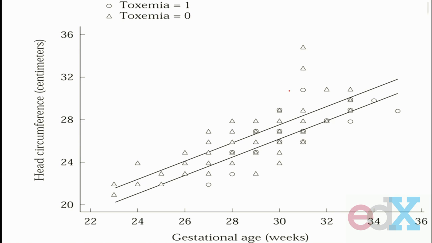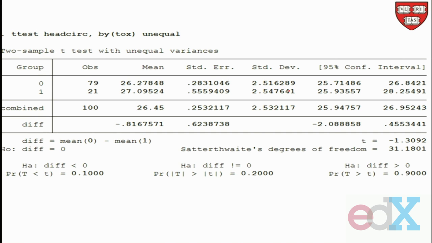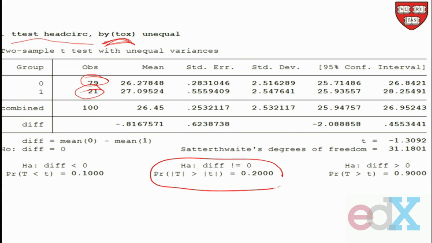So one way to try and get some idea about that is to bring in this interaction. But first of all, let's look at the t-test. Here's the t-test for head circumference by toxemia. We see that we have 79 observations who are non-toxemic and 21 who are toxemic. And the t-test is not significant. So if we just do it this way, there's no significant difference.